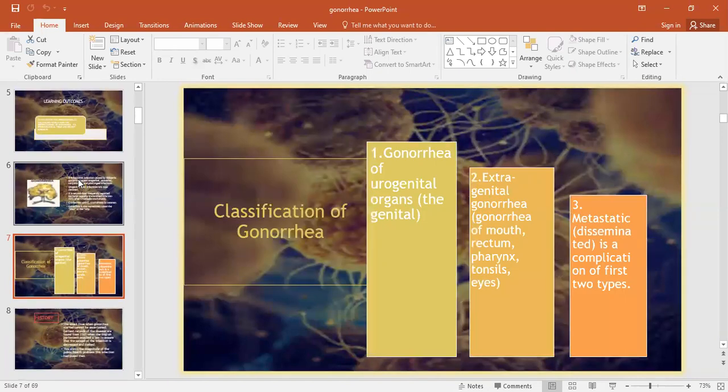Its classification. Number one, gonorrhea of the urogenital organs, the genitalia. Number two is extragenital gonorrhea, gonorrhea of the mouth, rectum, pharynx, tonsils, and the eyes. Number three is the metastatic or disseminated type, which is a complication of the first two types.